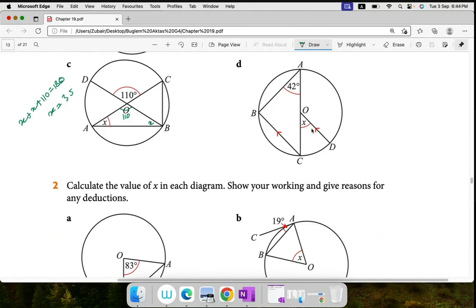D part. So again, this is 90 because it is on diameter, and x alternate angles. 42 plus x plus 90 equals 180.